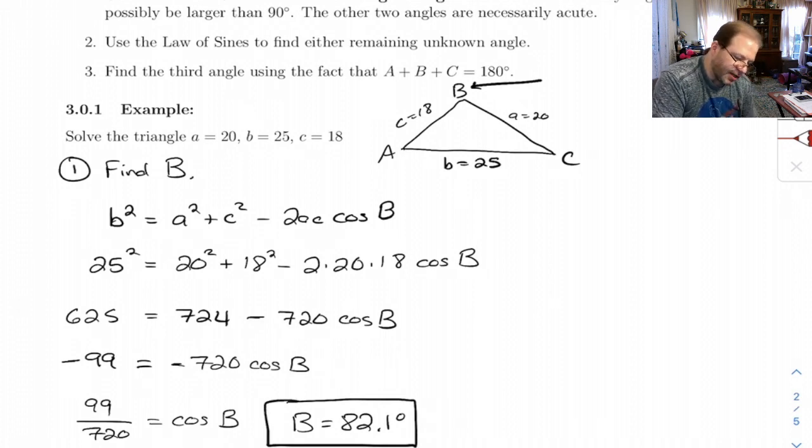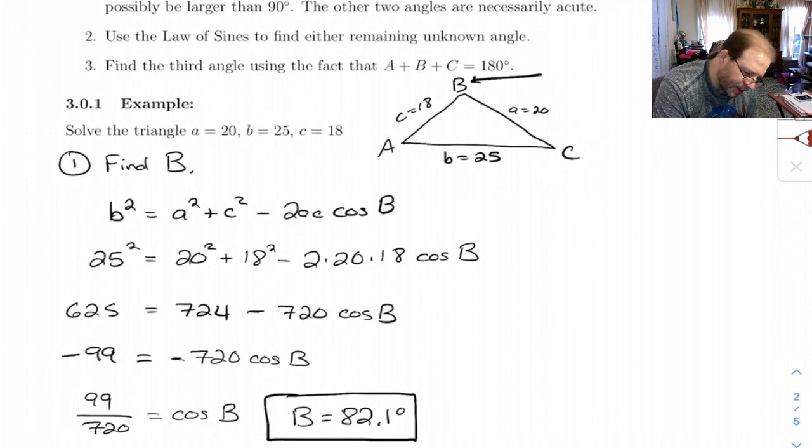Next up, we need to find either one of these other angles, and it makes no difference which one you find next. It says to use law of sines to find the next angle. Truth is, you could use law of cosines to find the next angle if you wanted. Law of sines is usually a little quicker though. So step 2, let's find angle C.